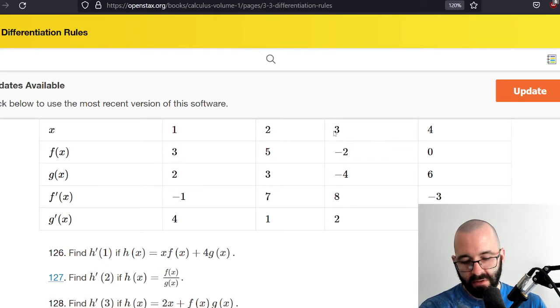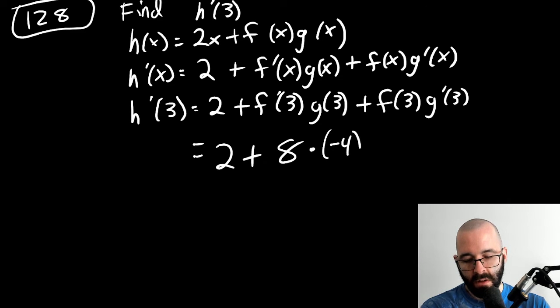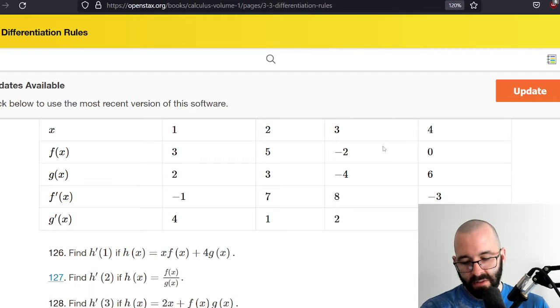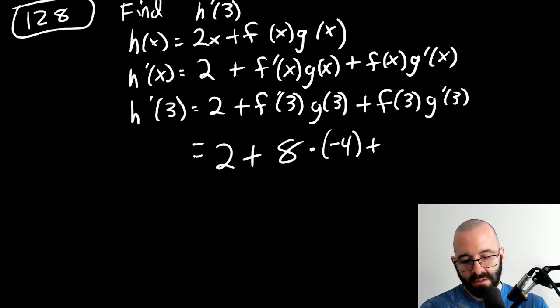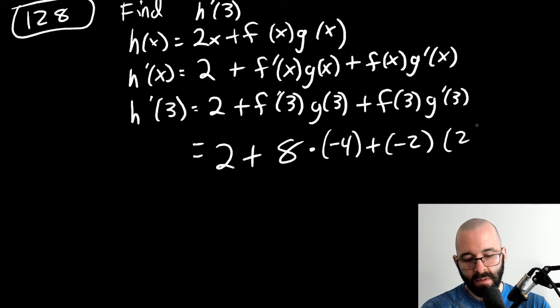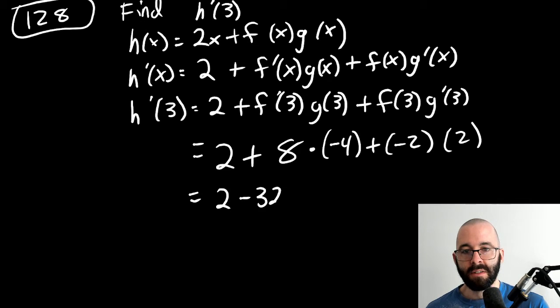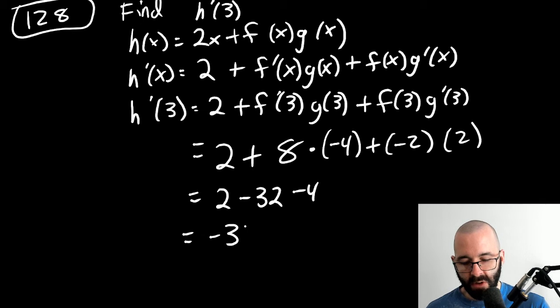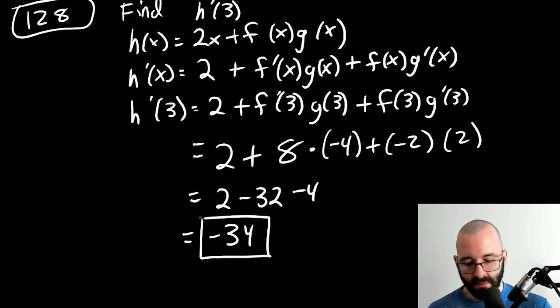Times g, the function value, also at 3. That's -4. Plus f of 3, the function value f at 3 is -2. Times g prime of 3, the derivative at 3 of g is 2. And then just simplify. That's 2 minus 32 minus 4. That is -34, I believe. That's how you do it.